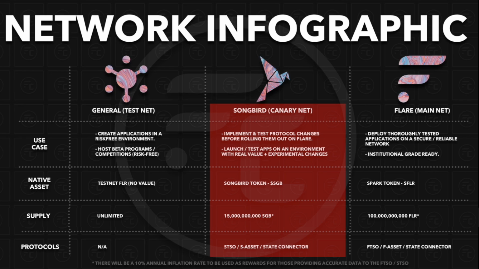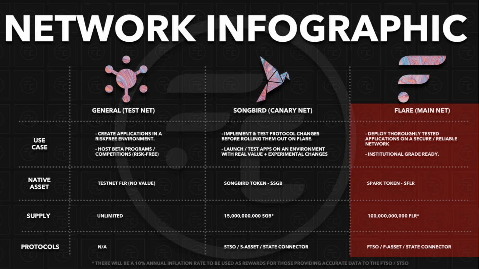It's going to have a native asset called Songbird, and the ticker symbol is SGB, with an initial supply of 15 billion. The Flare network is the hardened network, where changes from Songbird, after being thoroughly tested, will be rolled over to the Flare network. This makes it thoroughly tested and much more secure and reliable. The native asset for the Flare network is called the Spark token, with a ticker symbol of FLR, and will have an initial distribution of 100 billion Spark tokens.